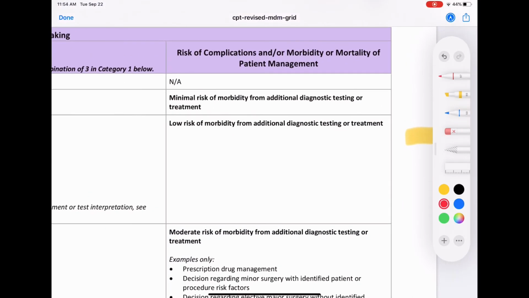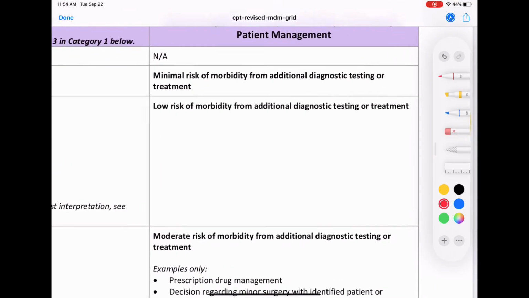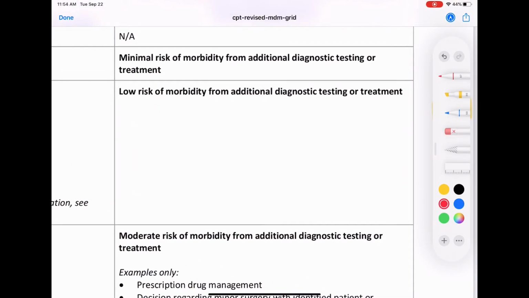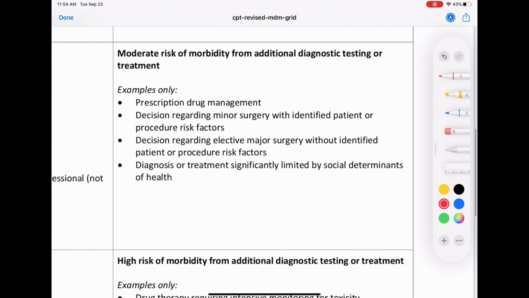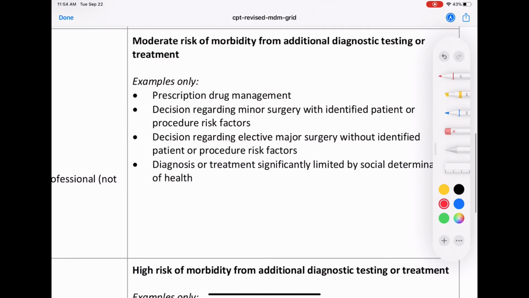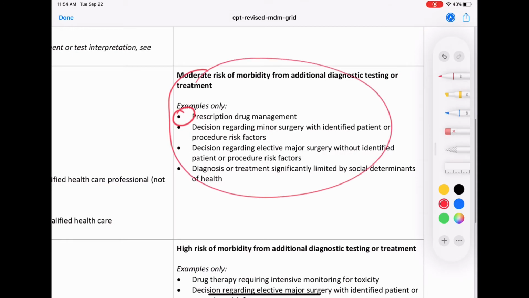So in the last column, which is your risk of complications and or morbidity or mortality to the patient, do we have minimal risk? No, I don't think so. Low. Let's see what moderate is. Moderate includes prescription drug management. What did he do? He increased the dose of the lisinopril, the hypertension medicine. I'm not even sure I'm pronouncing it right, but we're going to mark that. So that puts us in moderate for that column.